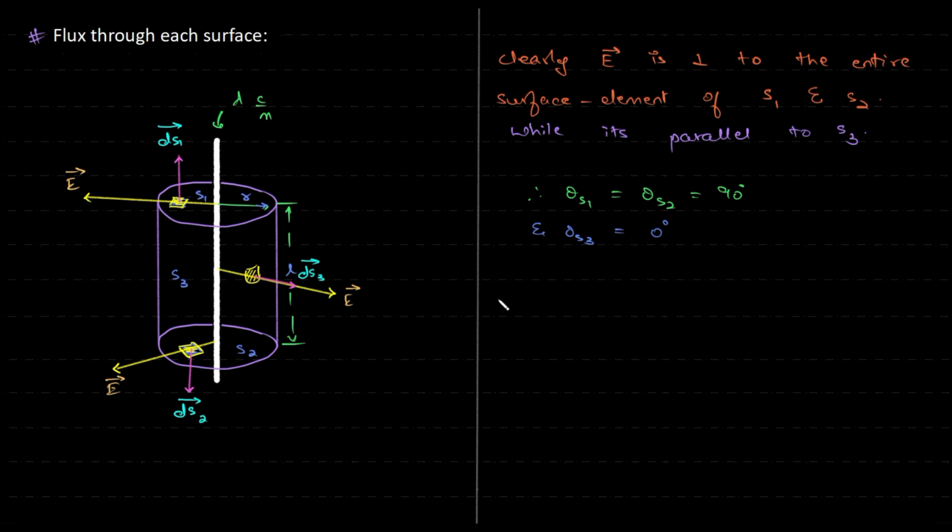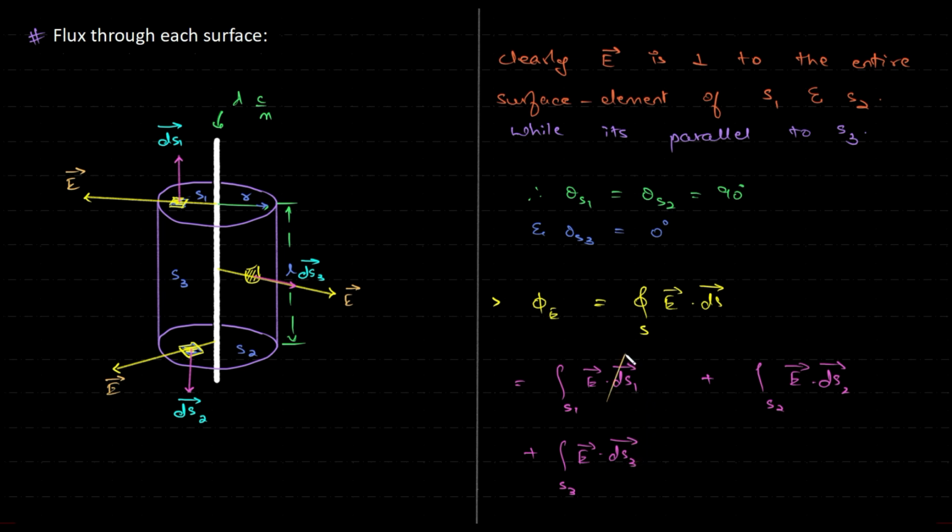Next, let's look at the flux. Electric flux is the surface integral of E dot dS. Now, the entire surface is divided into three parts: S1, S2, and S3. Agree? So we just have to take the dot product between all of them. Again, see, it's so structured. You guys don't have to even think too much.